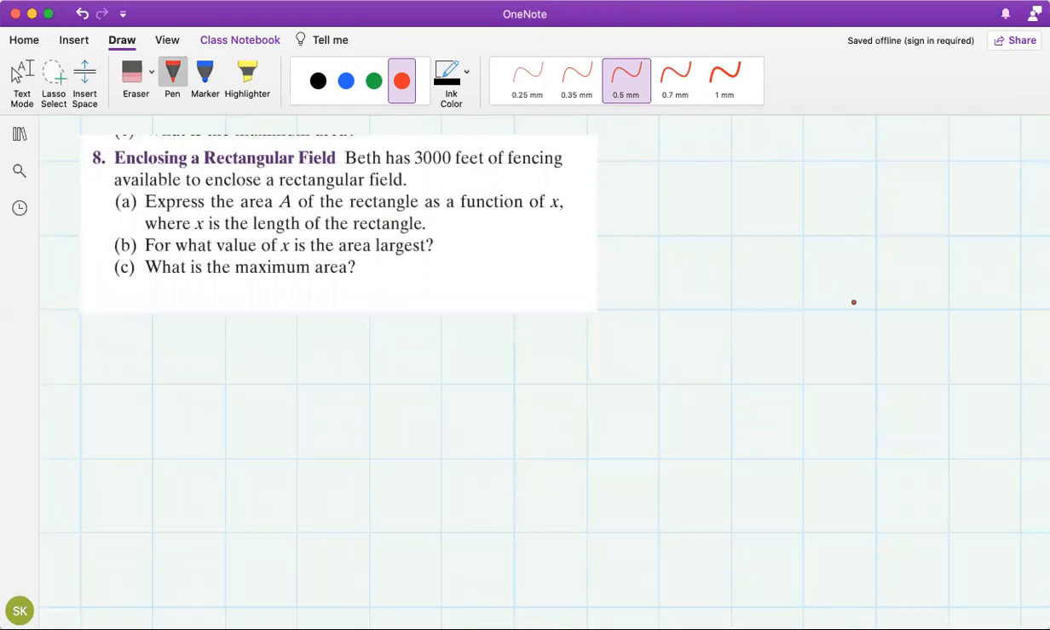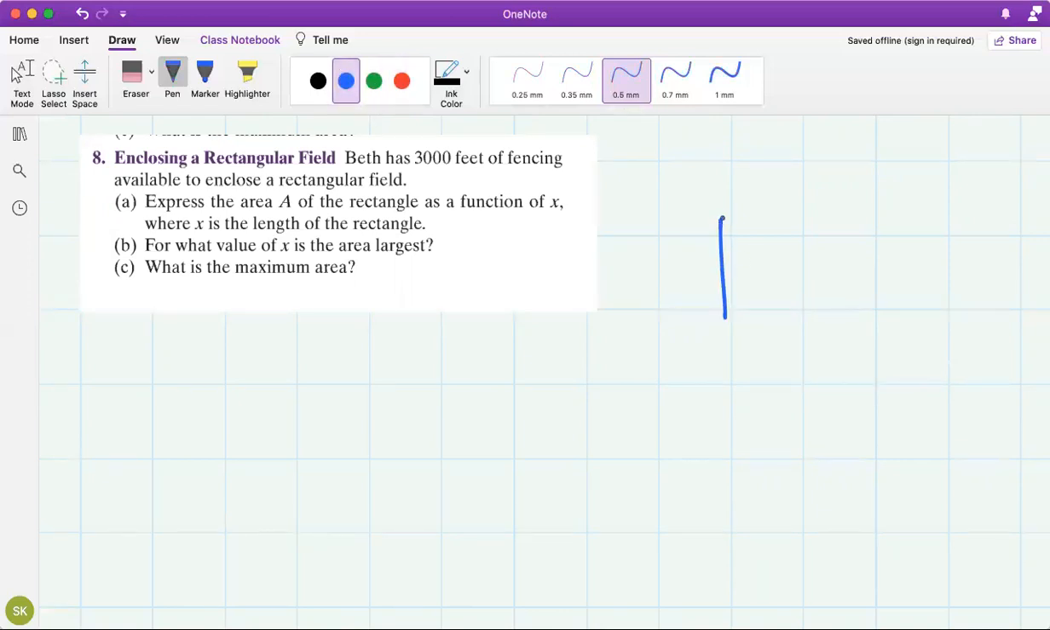Another problem you're going to see in your homework involves a rectangular field. It says Beth has 3,000 feet of fencing available to enclose a rectangular field. Express the area of the rectangle as a function of x, where x is the length of the rectangle. And then for what value of x is the area the largest? And then what is the maximum area? For this type of problem, I like to draw a picture.